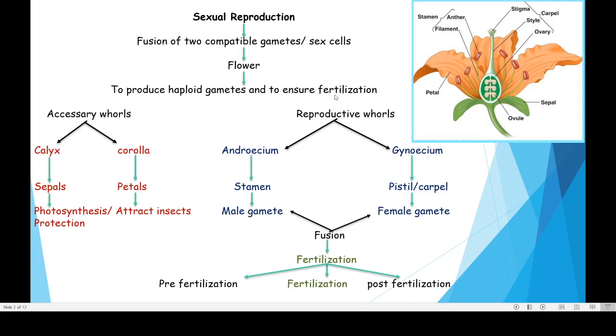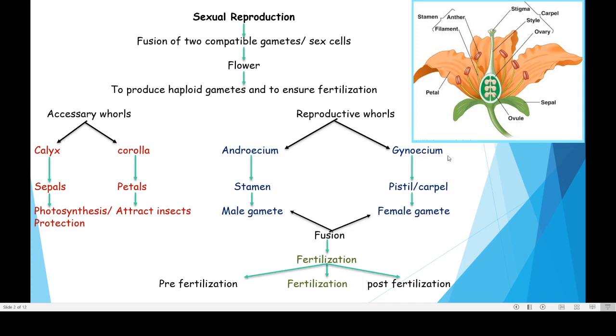Now let us come to the reproductive whorls, which directly take part in the process of reproduction. The first of the reproductive whorls, and the third whorl found in the flower, is the androecium. These structures that you can see over here are the androecium, and the individual part of the androecium is known as a stamen. That means one stamen, a second stamen, like that. These stamens produce the male gamete.